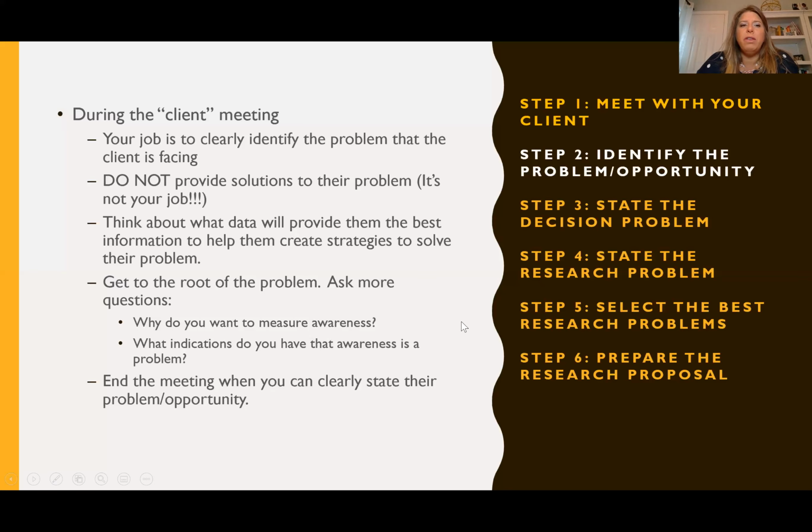So another thing is that we really need to focus on getting to the root of the problem. So we do this by asking more questions. When they're telling you what their problem is, maybe they have low sales, you want to start asking them why they think they have low sales. And that's, again, going to get you to these issues of satisfaction, quality, things like that.